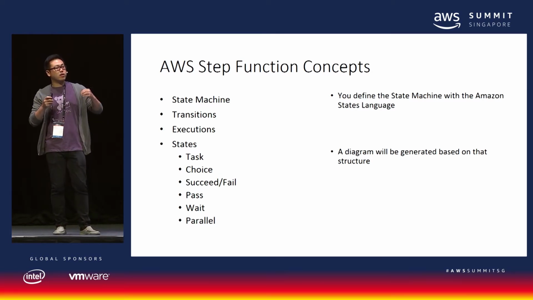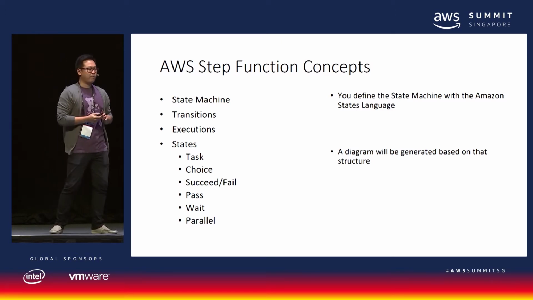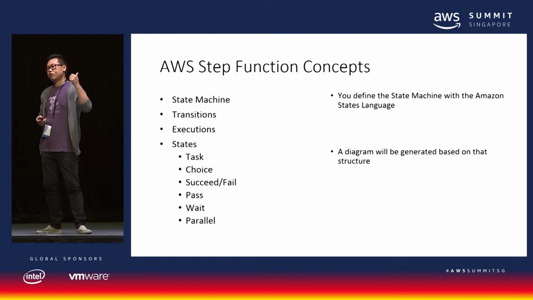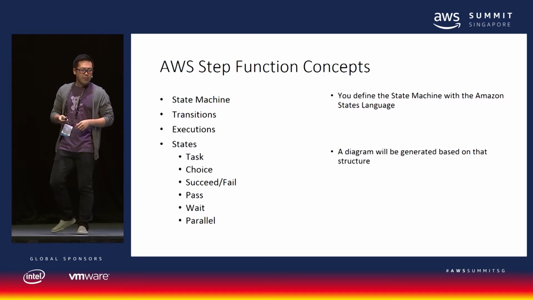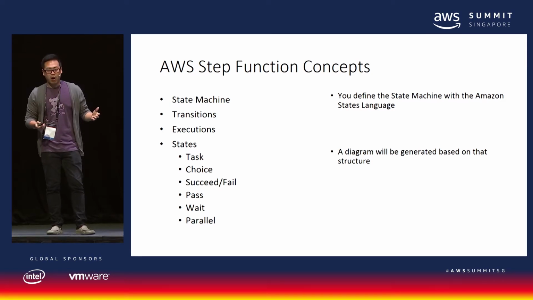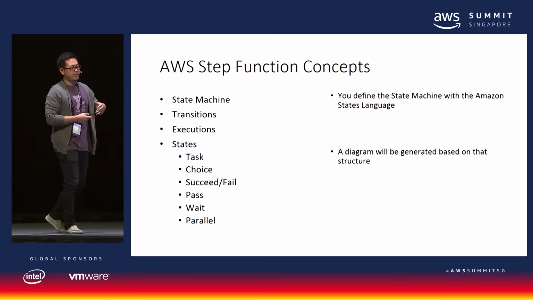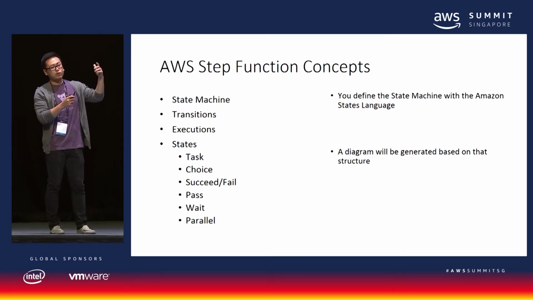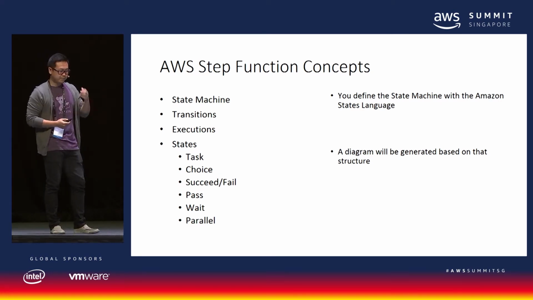So step functions are state machines, covered. State machines have states. That's a very important part of state machines. So what we have here is we have a task, choice, succeed, fail. We have our pass, wait, and parallel. Those are the states that you are offered. Now, every time a step function runs, that's an execution. And every time it moves between states is a transition.